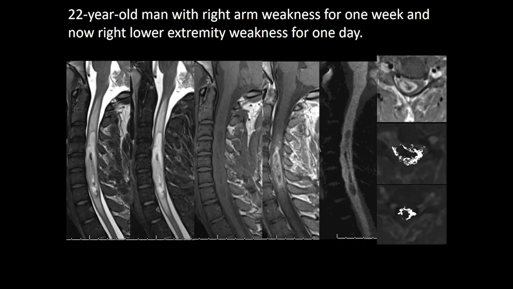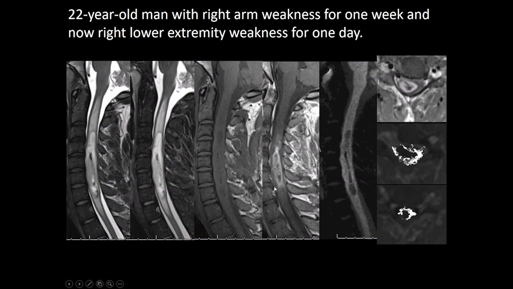What about this case? 22-year-old man with right arm weakness for 1 week and now right lower extremity weakness for 1 day. A heterogeneous expansile mass is seen in the cervical region. It demonstrates susceptibility, demonstrates heterogeneous enhancement. But notice the heterogeneous enhancement. It is not what we saw in the first two cases. This heterogeneous enhancement is dirty. Notice the edema associated with this lesion, not what we saw in cord astrocytoma and ependymoma.